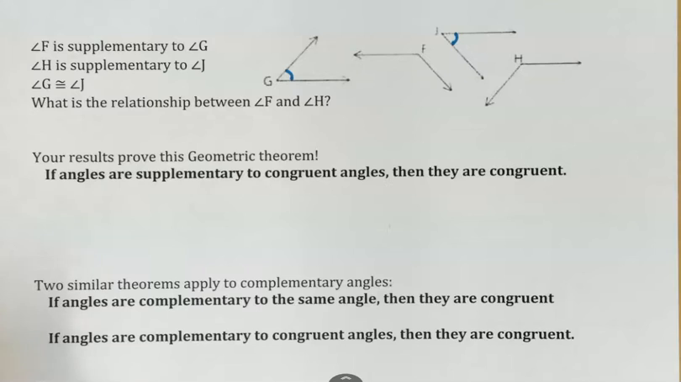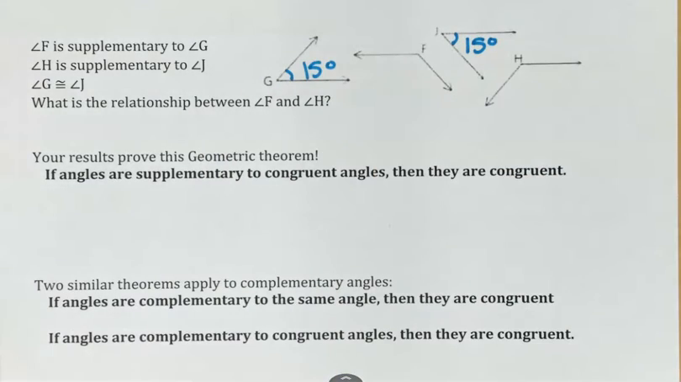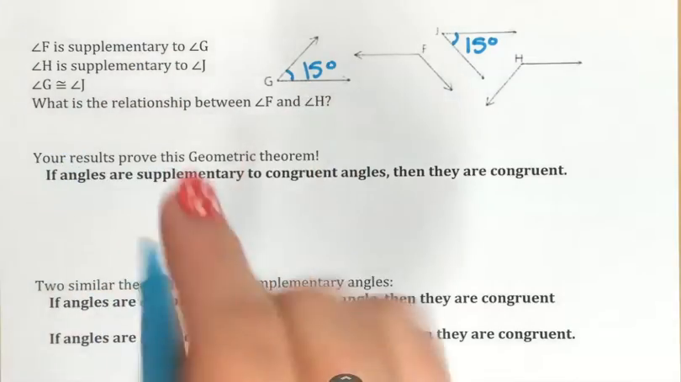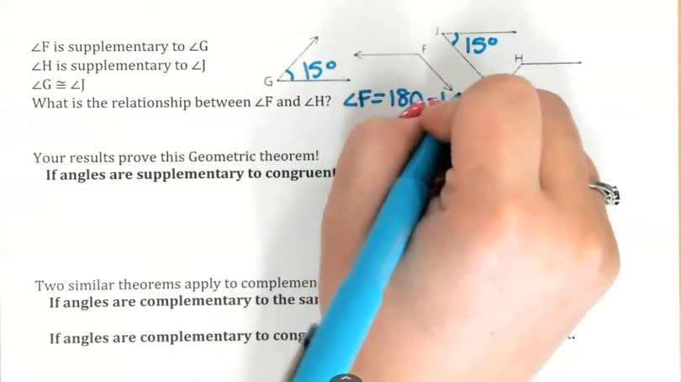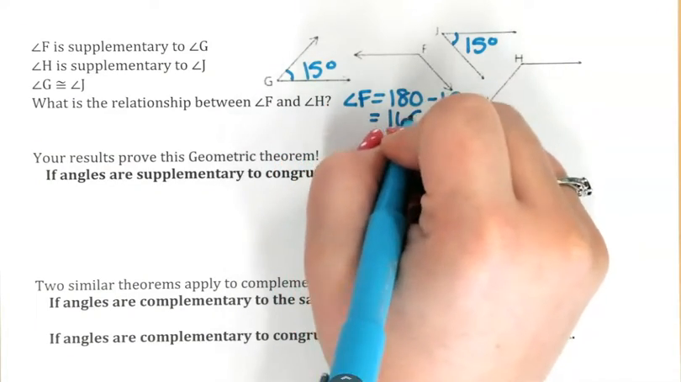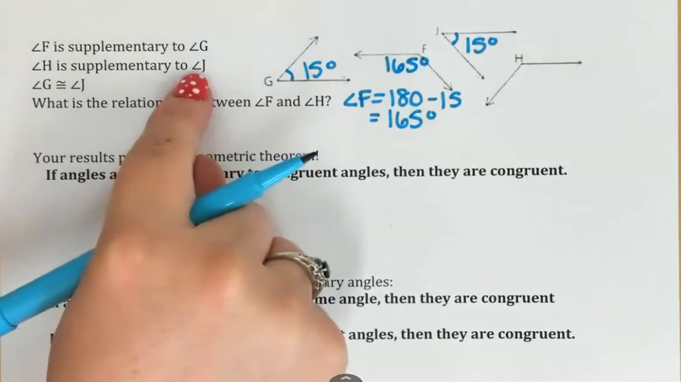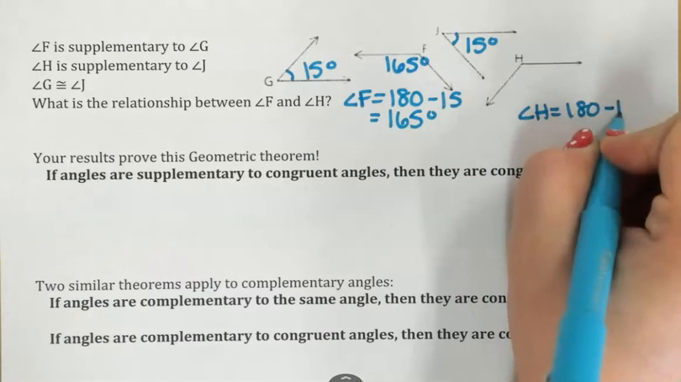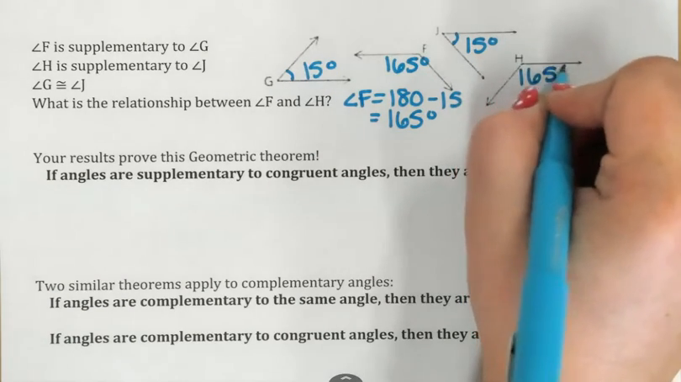Well, let's give angle G and J any kind of measure. You can pick whichever you want. I'm just going to go with 15 degrees. And they're congruent, which means they are both 15. Okay. Angle F is supplementary to angle G. That means that angle F is going to be 180 minus 15, which is 165 degrees. Okay. Angle H is supplementary to angle J, so that means angle H is going to be 180 minus 15, which is 165. So what do I know now?